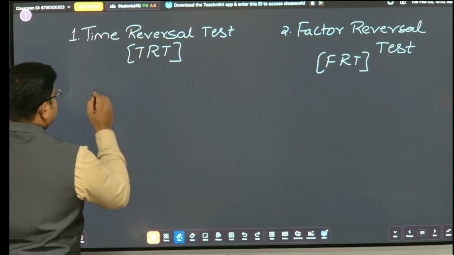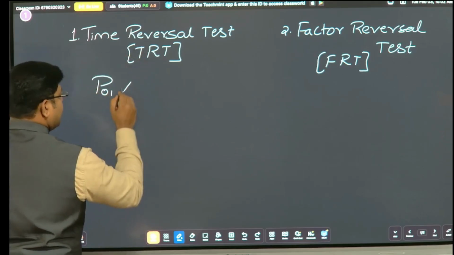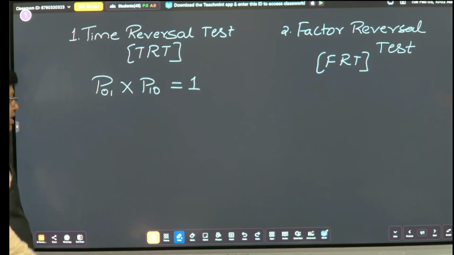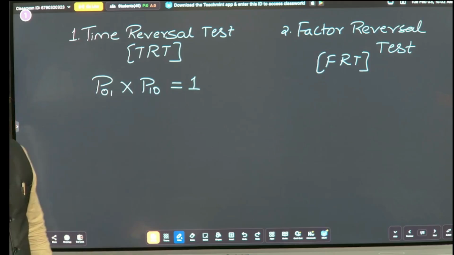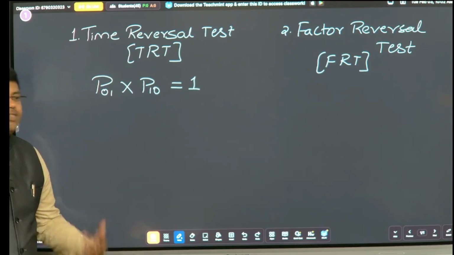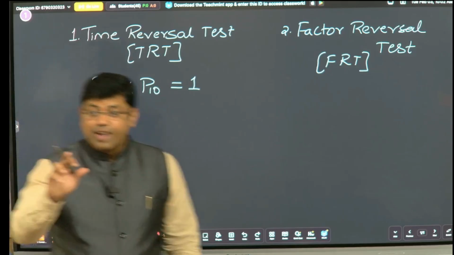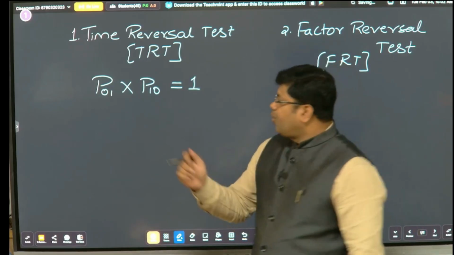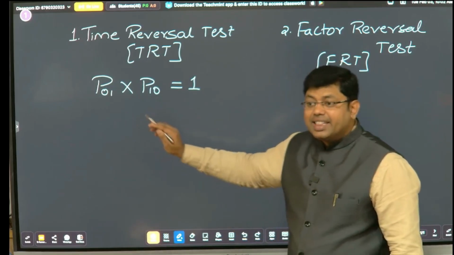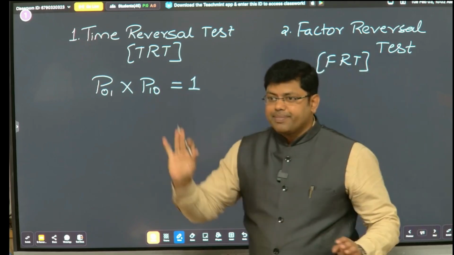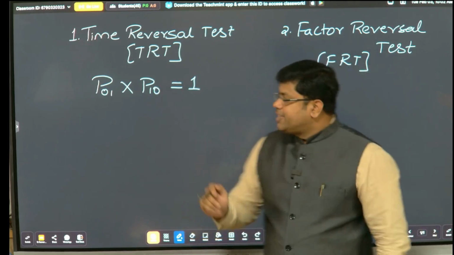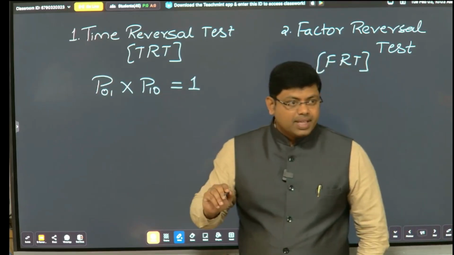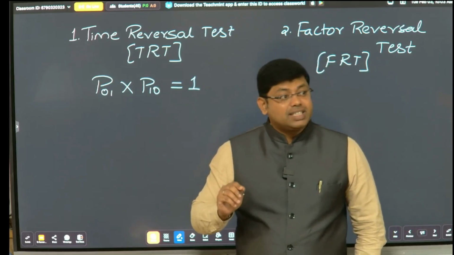Time reversal test, the formula is P01 into P10 is equal to 1. So what is the difference between P01 and P10? What does this 0 indicate in this formula? Base year. Very good. Base year. What is 1? Current year. So what about this? This is first current year, then base year. Both are not the same. Are you understanding? P01 into P10 is equal to 1. This is the time reversal test.